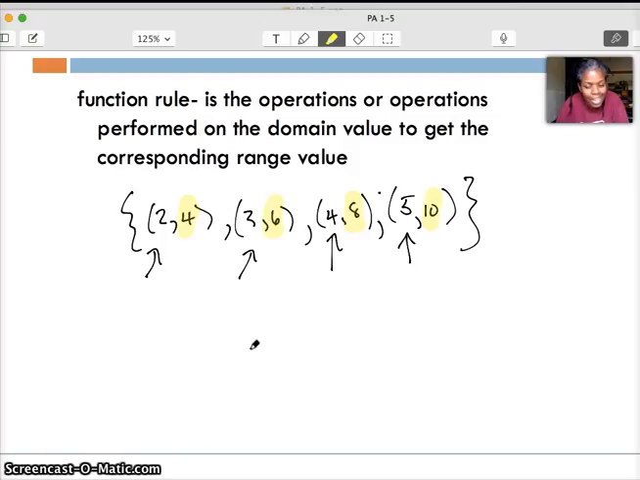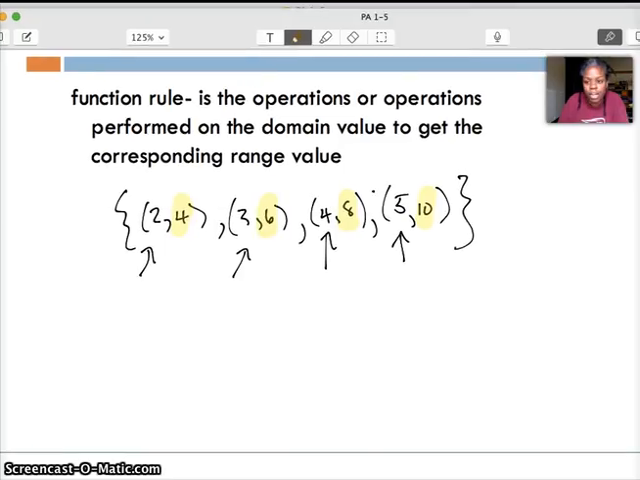What do I have to do? I think you guys all knew, well, you take the domain, you take the member of the domain, you multiply it by 2 and boom. Or somebody says you take it and you add it to itself and you get it. And both of you are correct. So what we've just created in our minds anyway is a rule, a function rule.